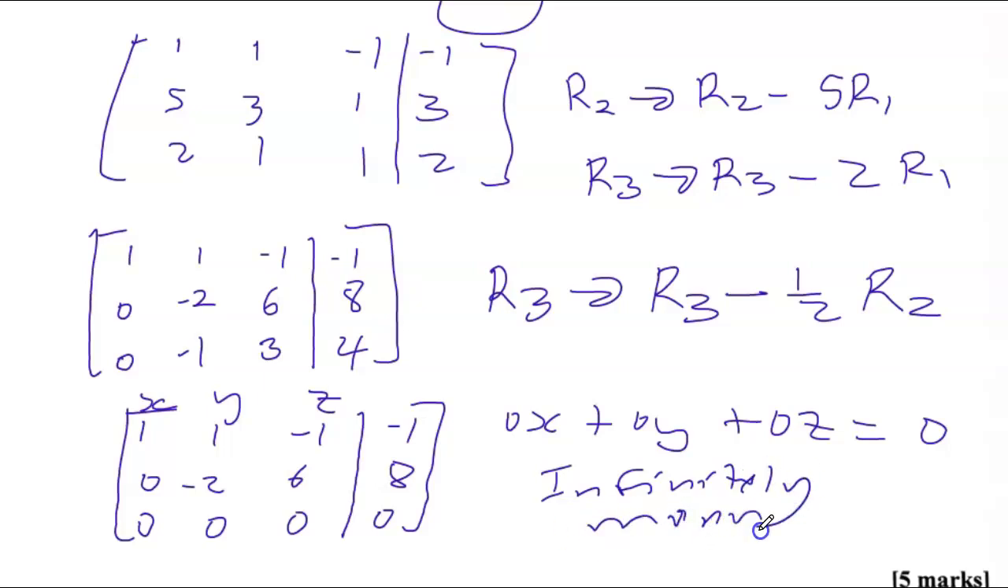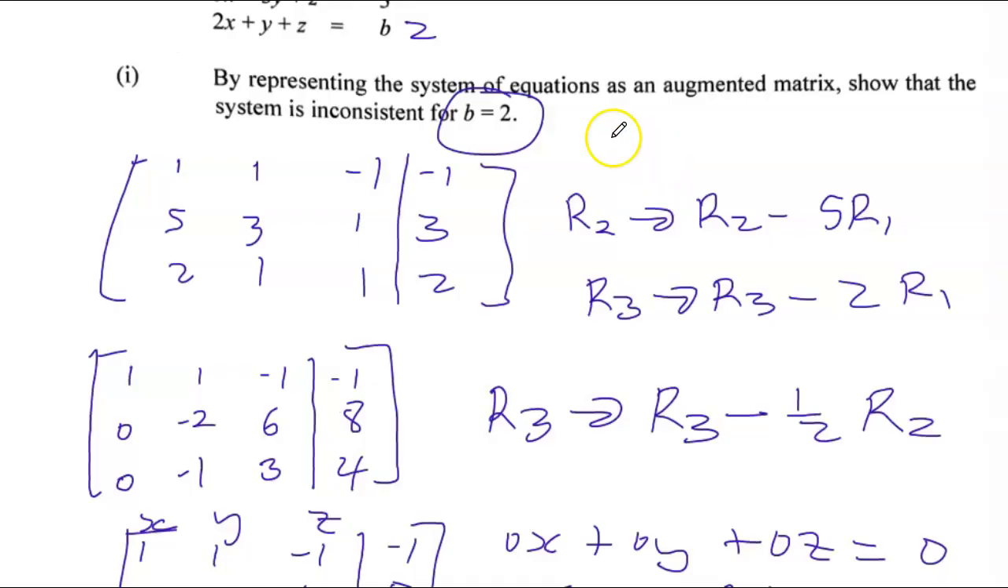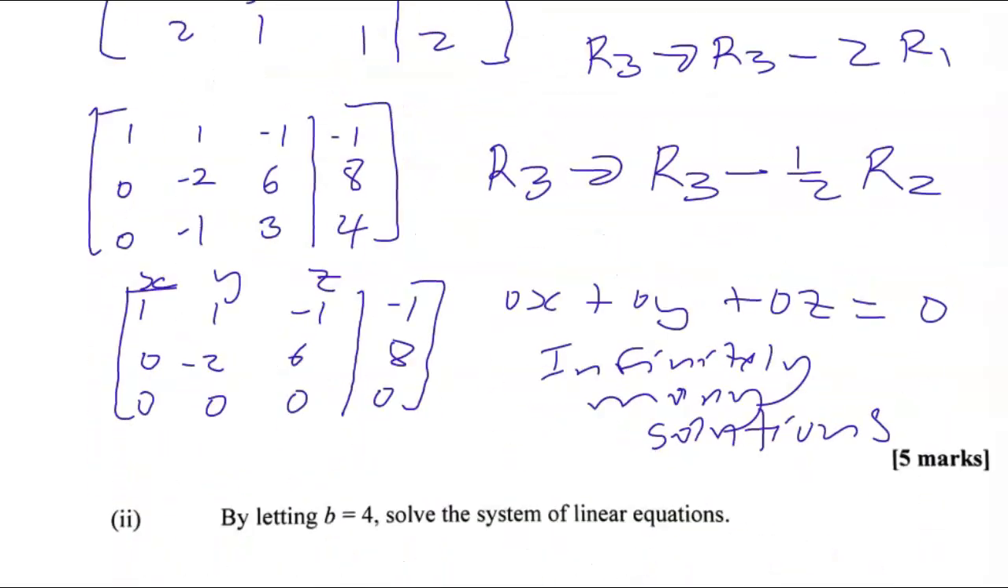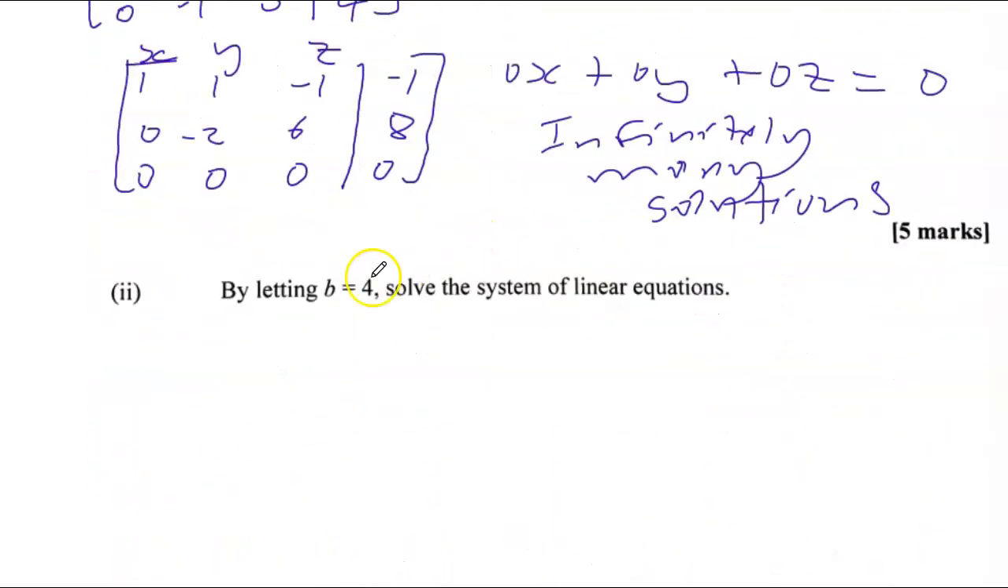Infinitely many solutions. So there's an error here. If your system is inconsistent, it means that it has no solution. But we have many solutions. So, I mean, the person who set this paper obviously made an error there. Alright? Now, in part 2, by letting b equal 4, solve a system of linear equations.